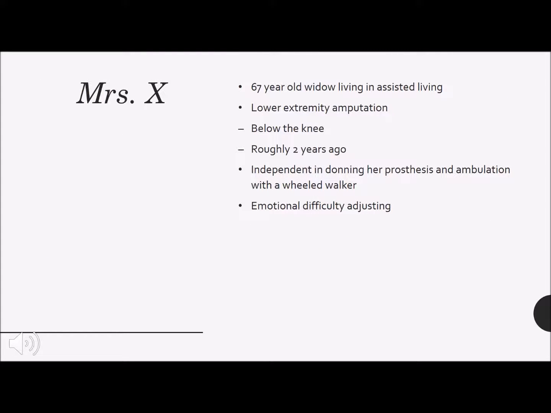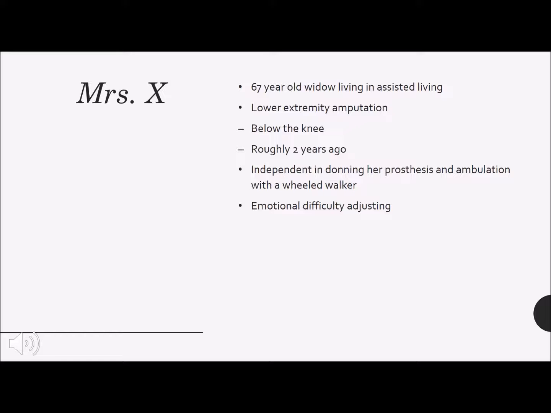Okay, so now we're going to talk about our client in our case study. Our client is Mrs. X. She's a 67-year-old widow living in an assisted living facility. She's resided in this facility for roughly 2 years. She has a lower extremity amputation. Her amputation is from circulation complications due to diabetes. Her amputation was located below the knee, and she's roughly had her amputation for 2 years now.